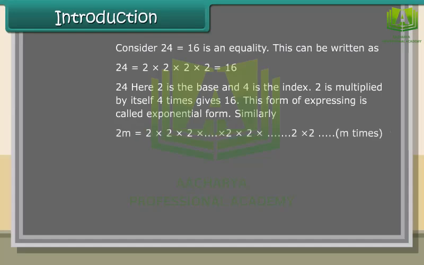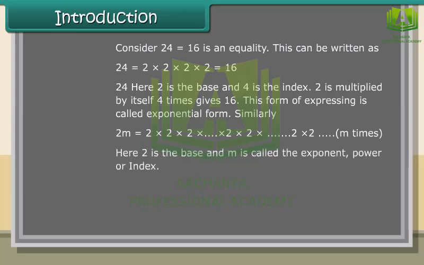Similarly, 2^m = 2 × 2 × 2 and so on, m times. Here 2 is the base and m is called the exponent, power or index.